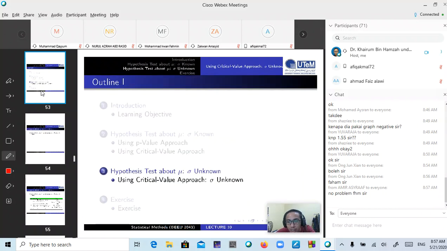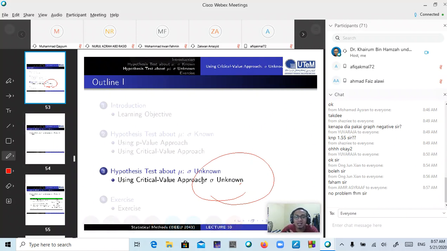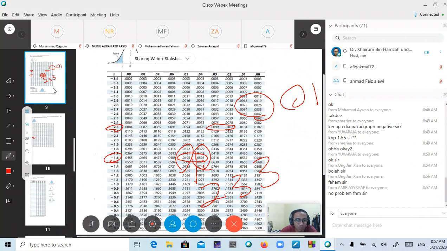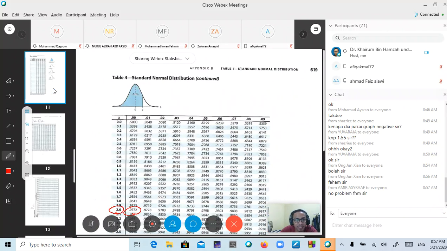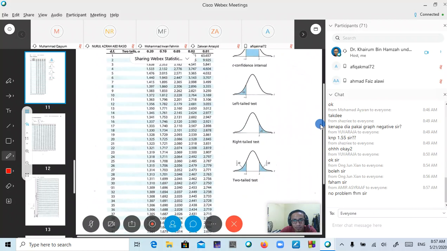This one also critical value approach, but sigma unknown. Sigma tak tahu, method sama. Cuma yang ni kita akan guna T distribution, sebab sigma unknown. So T distribution, tengok table T awak. Ada kat belakang Z tu ada table T. Ni table T. Okay.